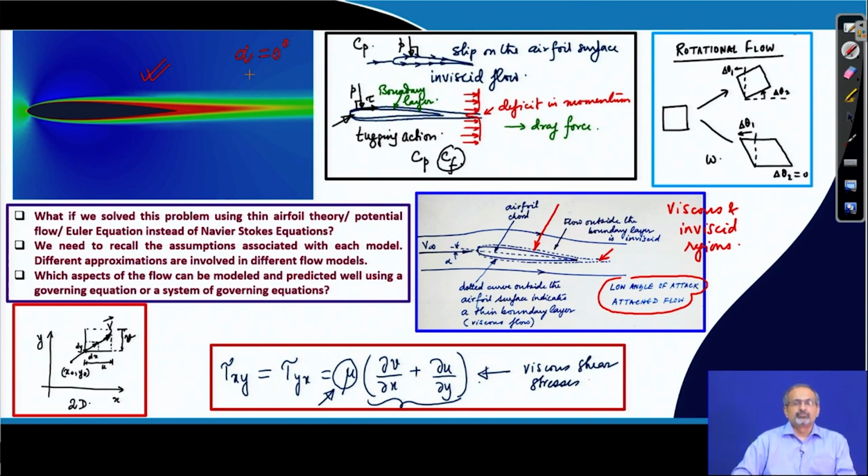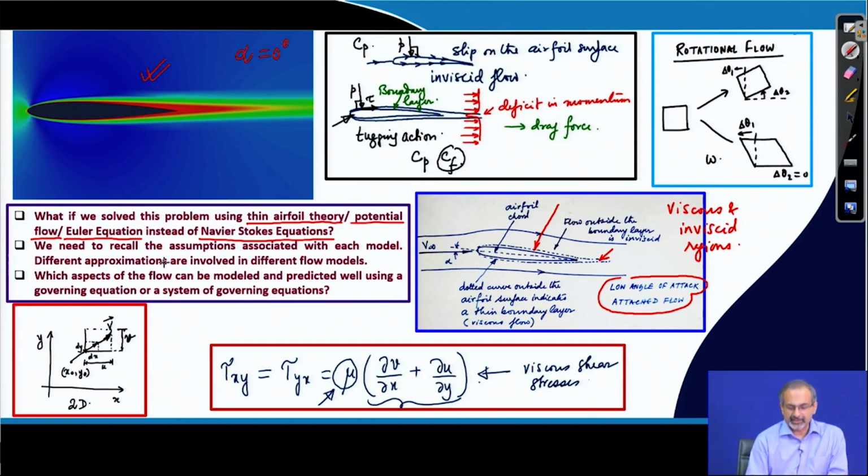Now, there could be questions coming to your mind: what if we try to solve this problem, that means the same geometry, by using a thin airfoil theory or potential flow or Euler equations instead of the Navier-Stokes equations? What would be the outcome if such theories were used? Can we at all use them? And if we use them, what outcomes are expected from them? So, let us try to raise these questions. There are other questions too.